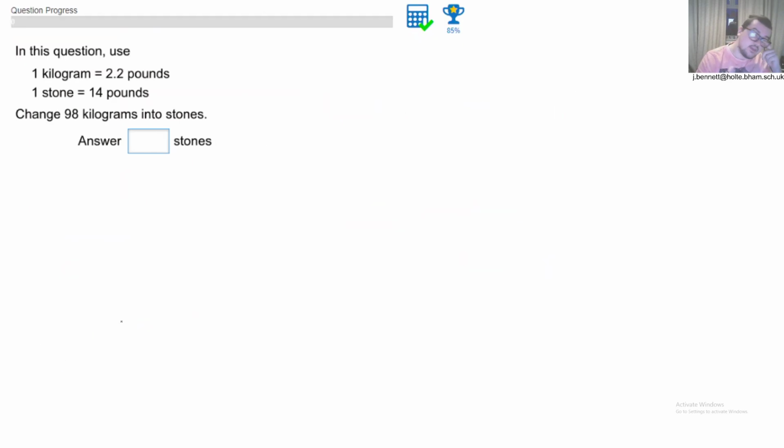So next question. In this question we use 1 kilogram is 2.2 pounds and 1 stone being equal to 14 pounds. Change 98 kilograms into stones and you're allowed to use a calculator. So, let's have a look. 98 kilograms. Now, which one of these has kilograms in it? It's this one. This line has kilograms because we have kilograms and pounds, then pounds to stone. We need to use pounds as a way of connecting these two lines.